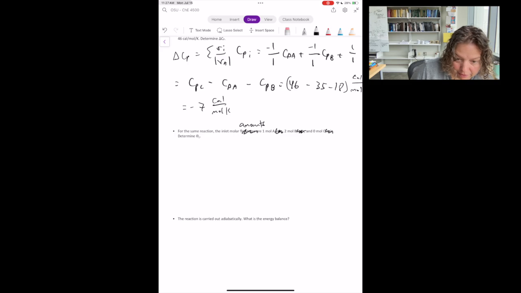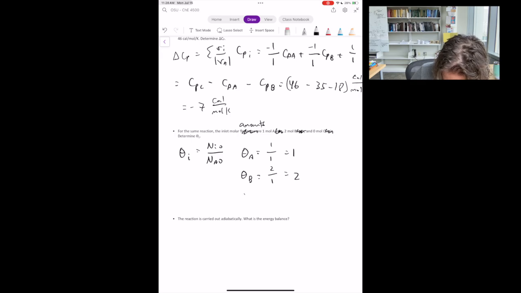So let's determine our different theta i's, assuming A is the limiting reactant, which here it is because A and B are reactants in a 1-to-1 ratio, but we have 1 mole of A for 2 moles of B, hence A is the limiting reactant. That's going to be our basis. We're going to say N i 0 divided by N A 0. So then theta A is going to be 1 over 1 equals 1, which it should be. Theta B is going to be 2 over 1 equals 2, and theta C is going to be 0 over 1 equals 0.